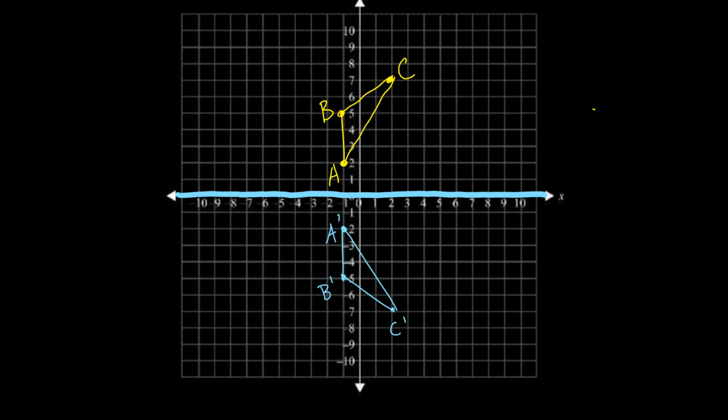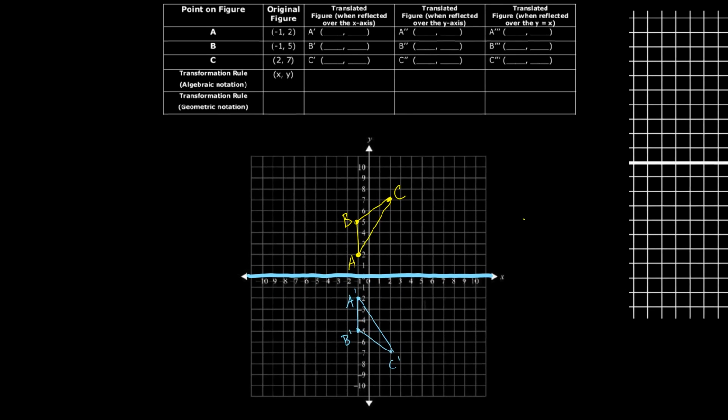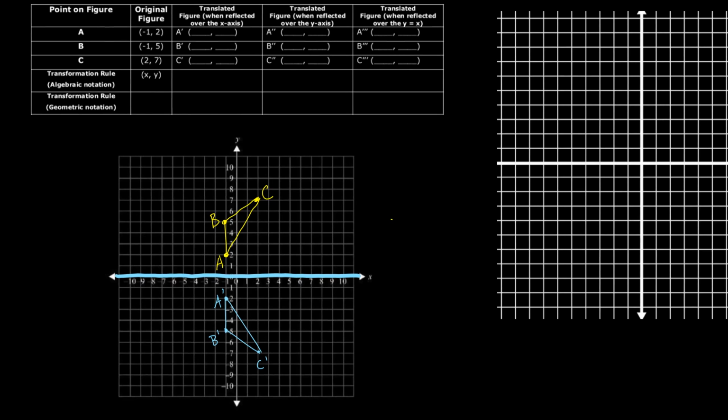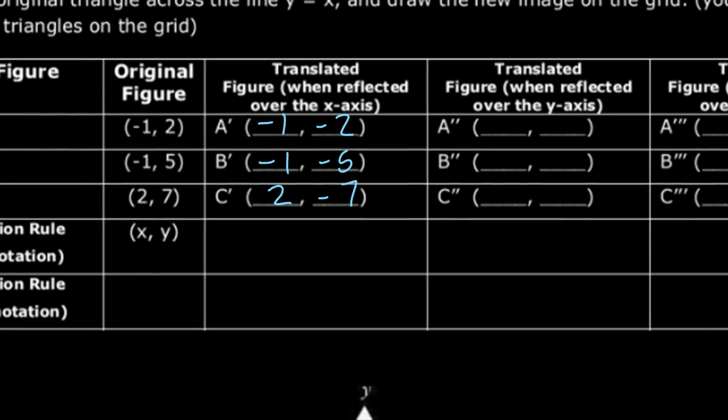So what are the coordinates of my new A, my A prime? Negative 1, negative 2. What about B prime? Negative 1, negative 5. What about C prime? 2, negative 7. So, looking purely at the coordinates, what happened here? So the x did what? Stayed the same, and what happened to y? It negated. So this is our algebraic rule for reflecting over the x-axis.